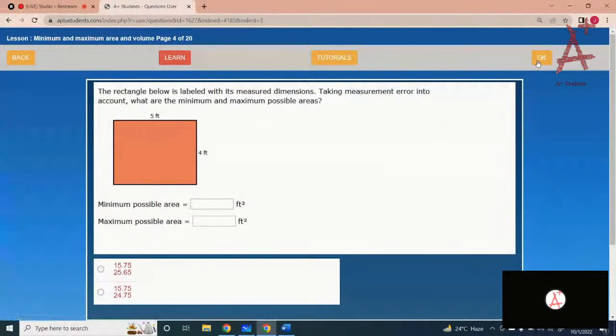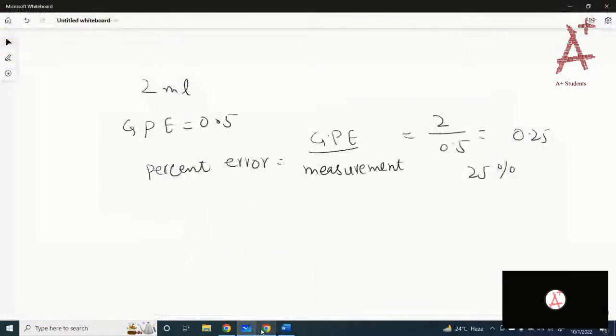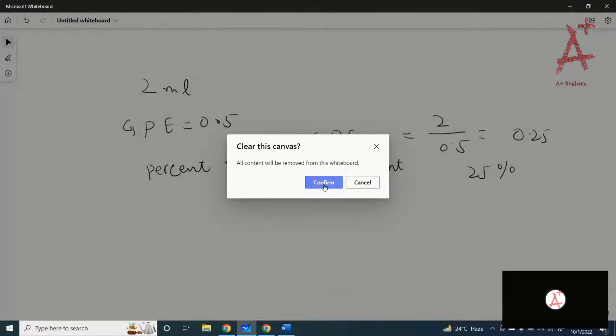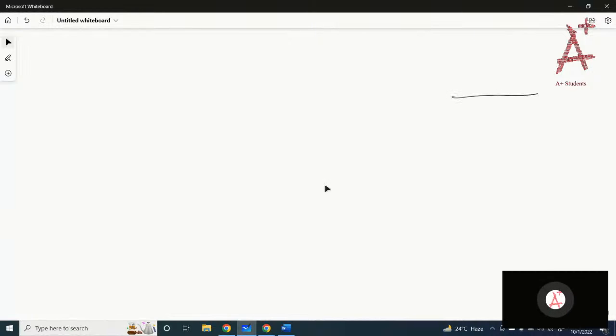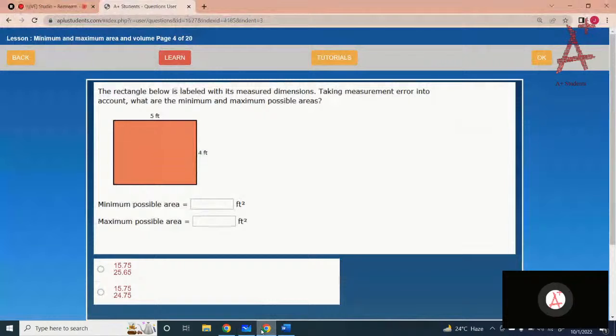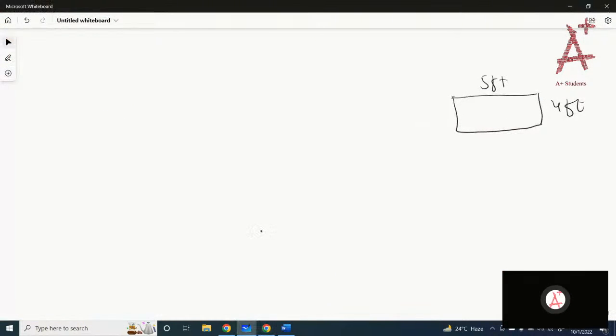Okay, let's do the third one on the board. The rectangle below. Okay, so you are given 5 feet and 4 feet. We have to find the minimum and the maximum possible areas. Okay, this is 5 feet and this is 4 feet. So you have to find the minimum and maximum possible areas.